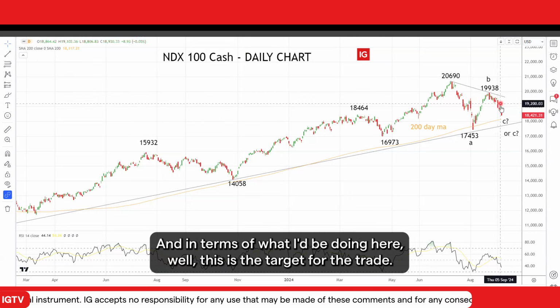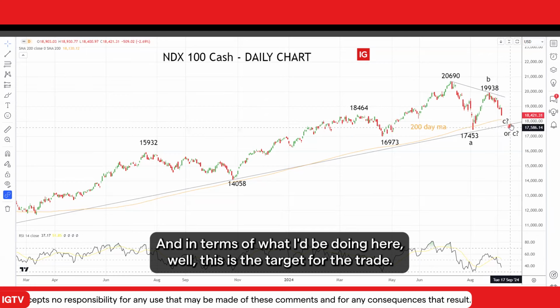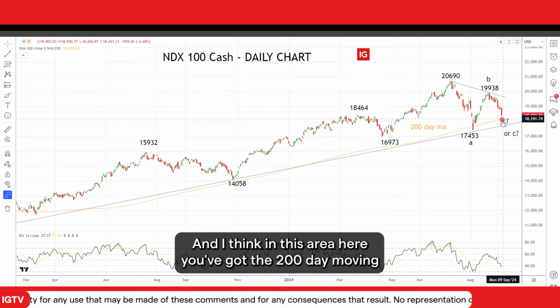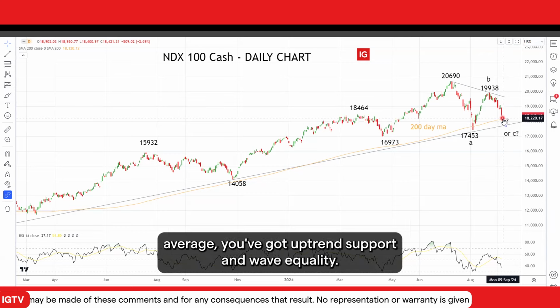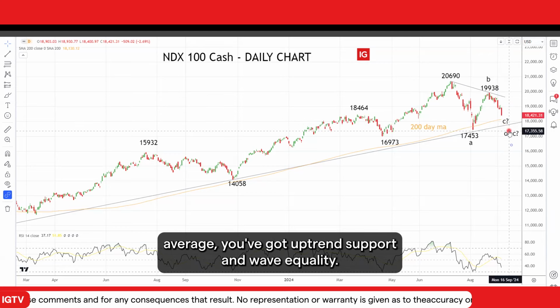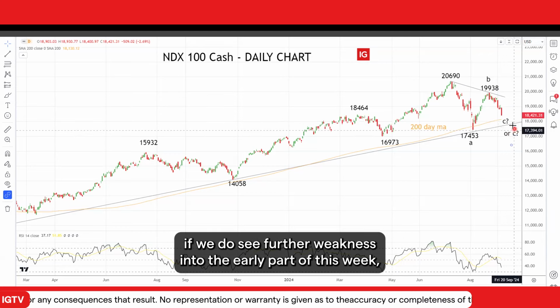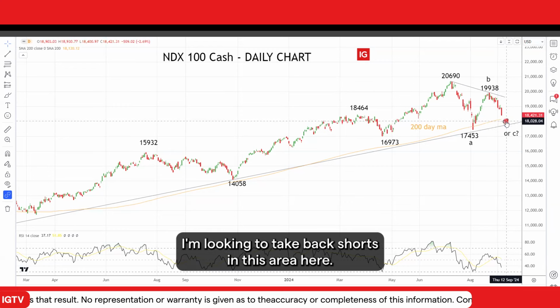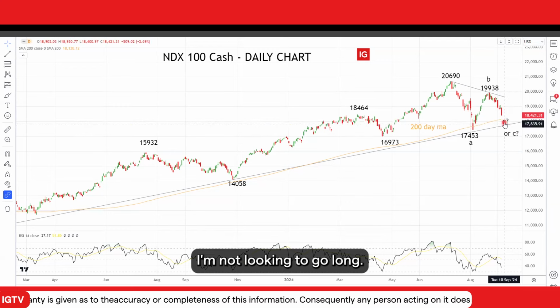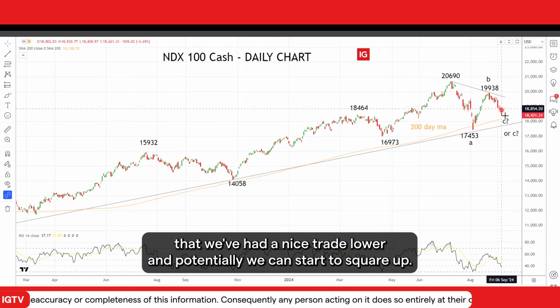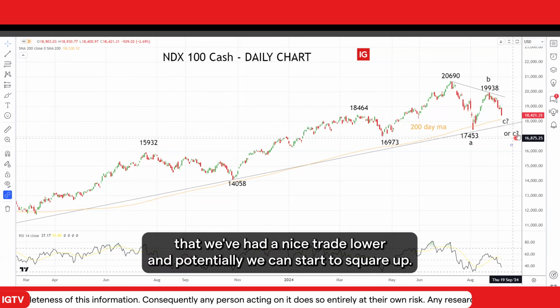In terms of what I'd be doing here, this is the target for the trade. And in this area here, you've got the 200-day moving average, uptrend support and wave equality. If we do see further weakness into the early part of this week, I'm looking to take back shorts in this area here. I'm not looking to go long. I'm just thinking that we've had a nice trade lower and potentially we can start to square up.